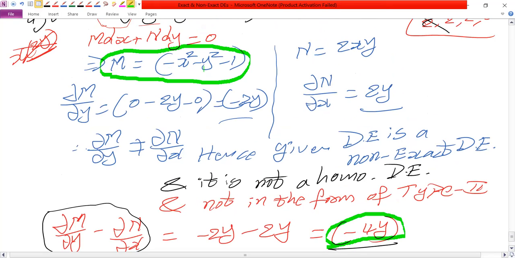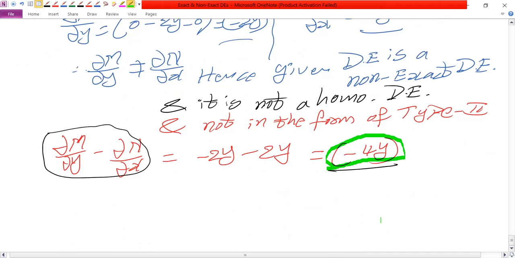Generally thinking also, we cannot cancel the one term with these 3 terms. So check N contains only one term, so there may be a possibility that we can cancel ∂M/∂y minus ∂N/∂x with the combination of 1/N. So please remember 1/N is equal to 2xy. So I am writing the direct step now: 1/N into ∂M/∂y minus ∂N/∂x.